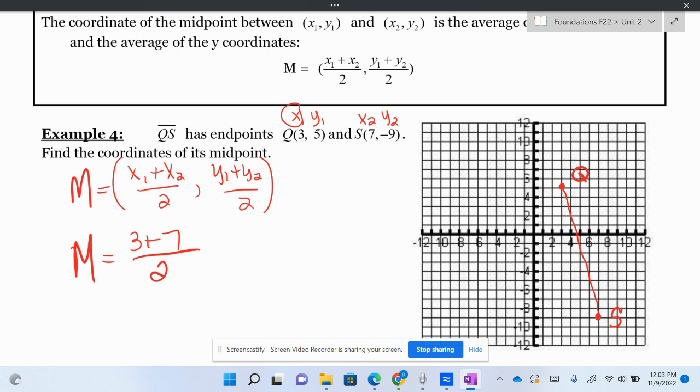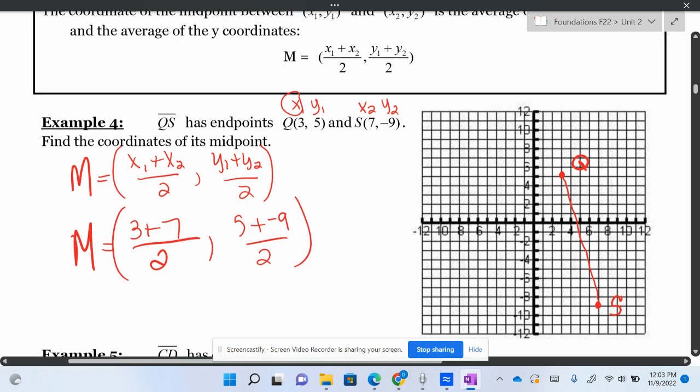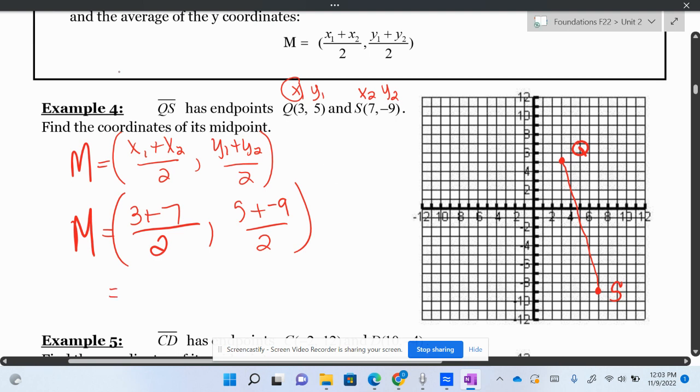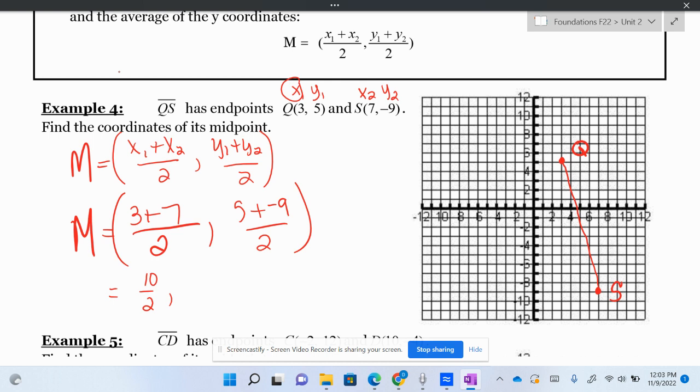And then Y1 and Y2, I'm going to add those two together. Y1 plus Y2. So 5 plus a -9, which is the same thing as 5 minus 9. So what is 3 plus 7? So 10 over 2. And what is 5 and -9? -4 over 2. Can I simplify those? Yes, I can. 10 divided by 2 is, and -4 divided by 2 is, isn't that what you guys chose?